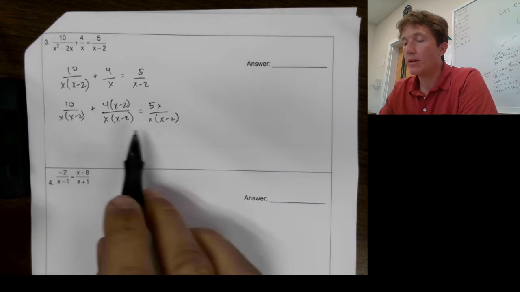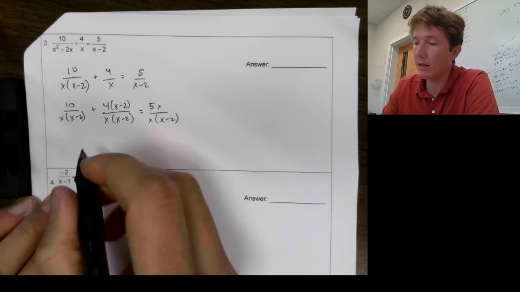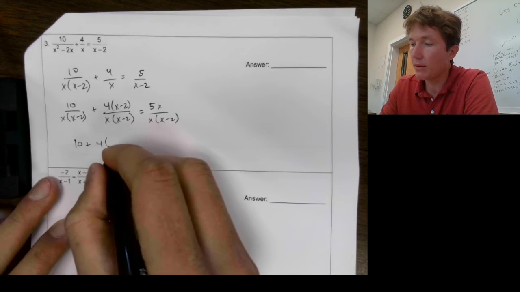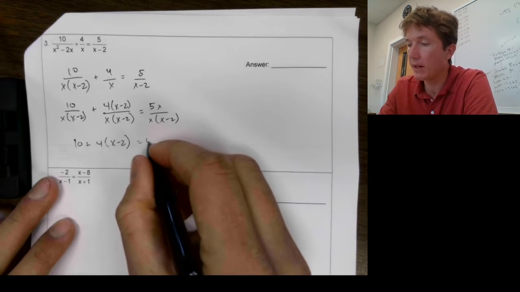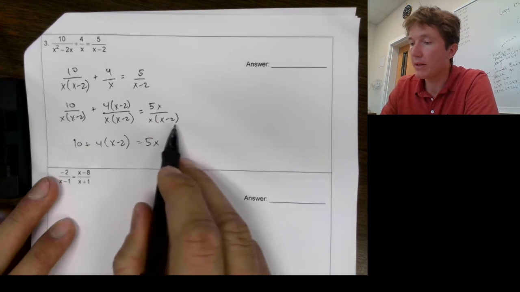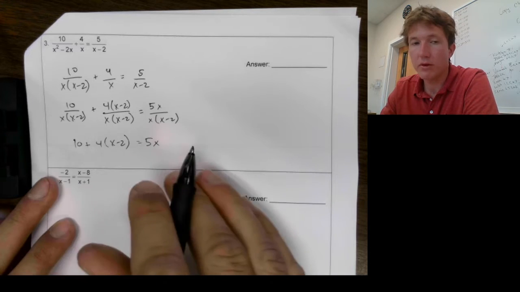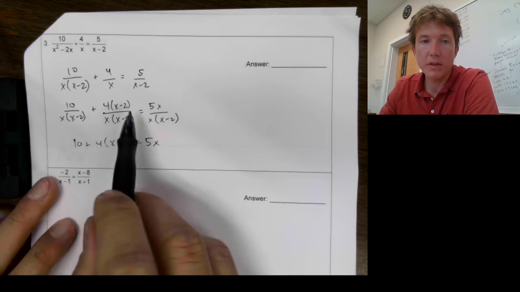Alright, so I did that. So now I have the same base on everything. I can combine these two over here. This would be 10 plus 4 over x, so 4 times x minus 2 equals 5x. Notice how I have the same base across the board. That means I can do away with the bases. If you want to be a stickler, I'm skipping a step here.